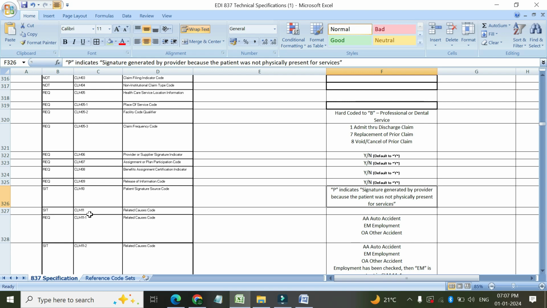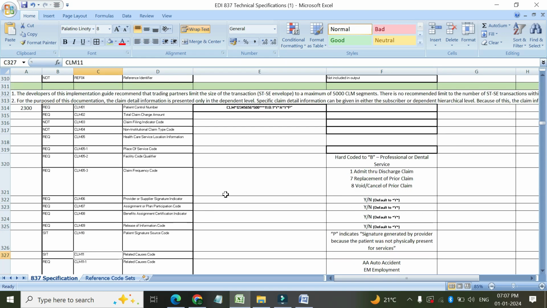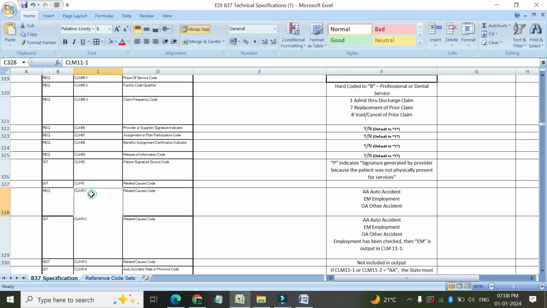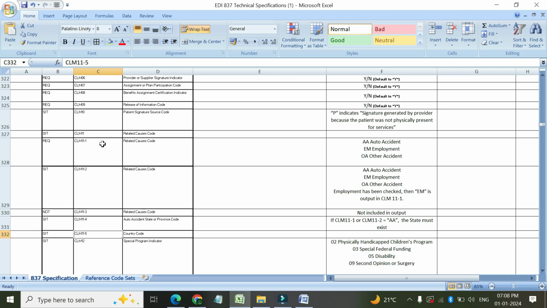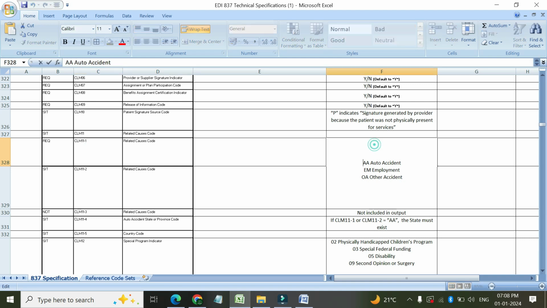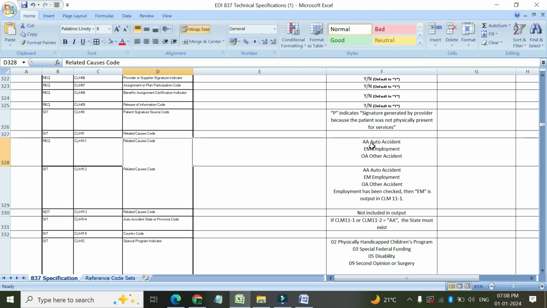And then comes CLM 11. Again, this is a composite segment. So it also consists of 1, 2, 3, 4, and 5 sub elements. Let's go through each of them. So related causes code. Basically the condition that you're in now, is it related to an auto accident that you met with, a car accident? Is it related to something that happened at the place of employment, or some other accident? Whatever it is, as per that you will enter the value, else it can be blank as well. CLM 11-2 is also the same.